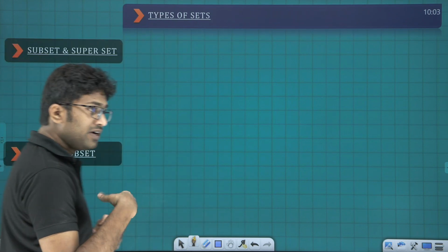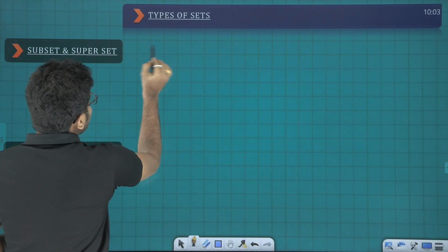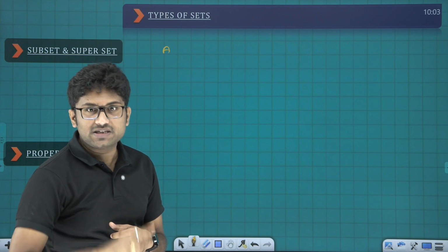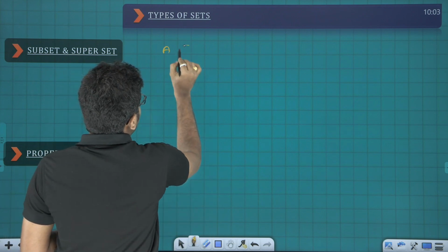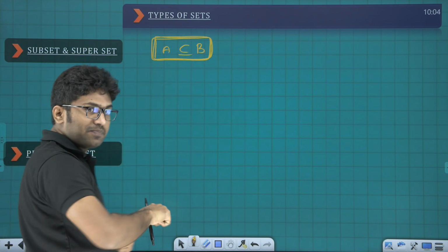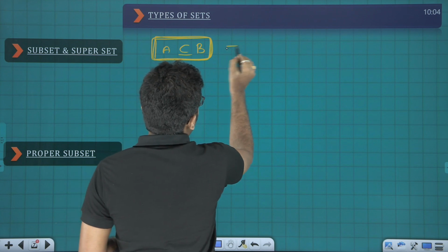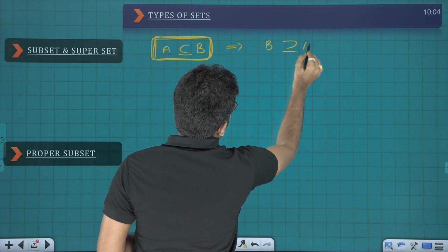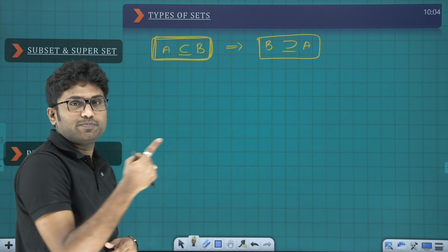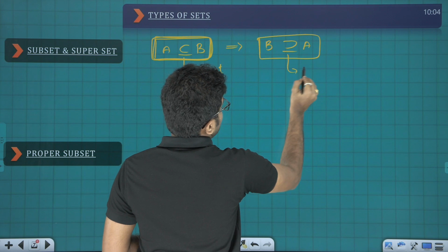Next, different types of sets. As we have seen already, subset and superset. If all the elements of A are also the elements of B, then we call A a subset of B. If A is a subset of B, it implies B is a superset of A. If A is a subset of B, then we call B a superset of A. This is how we denote subset, and this is how we denote superset.